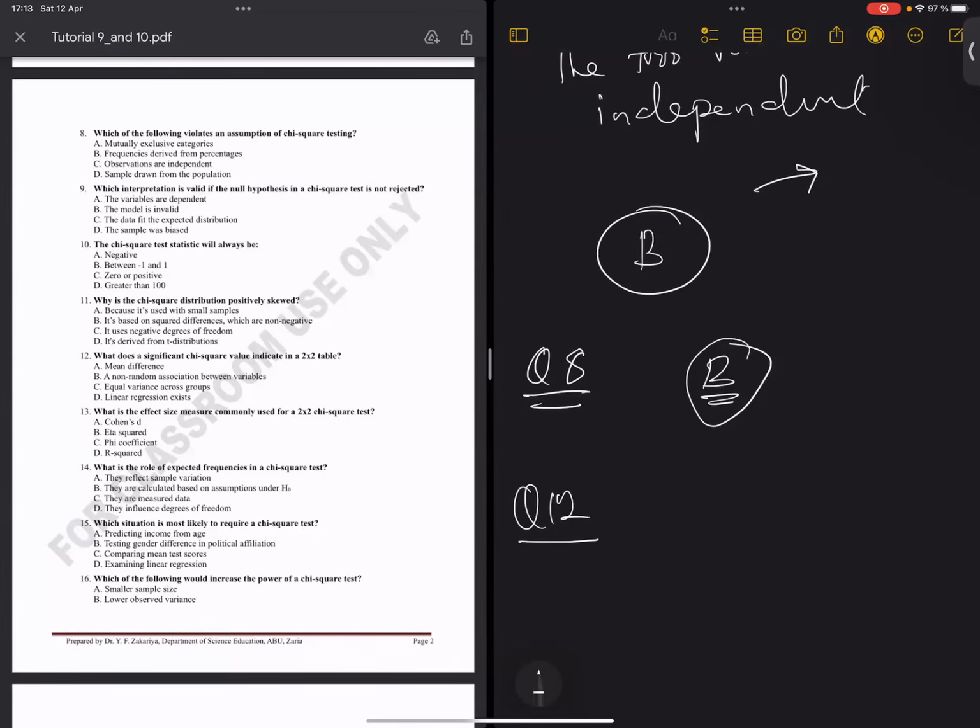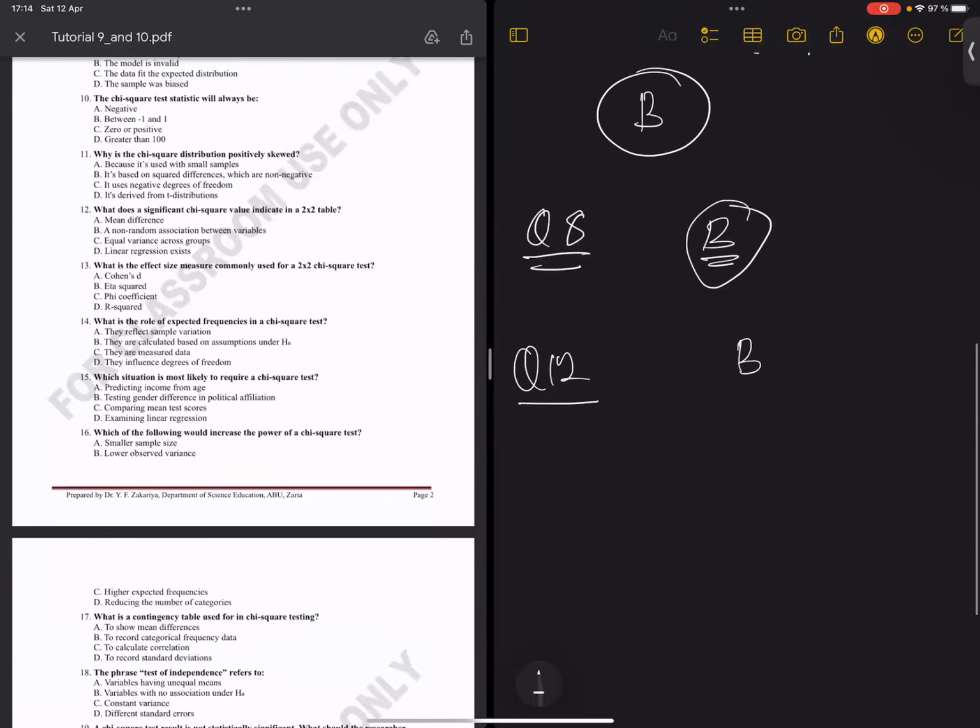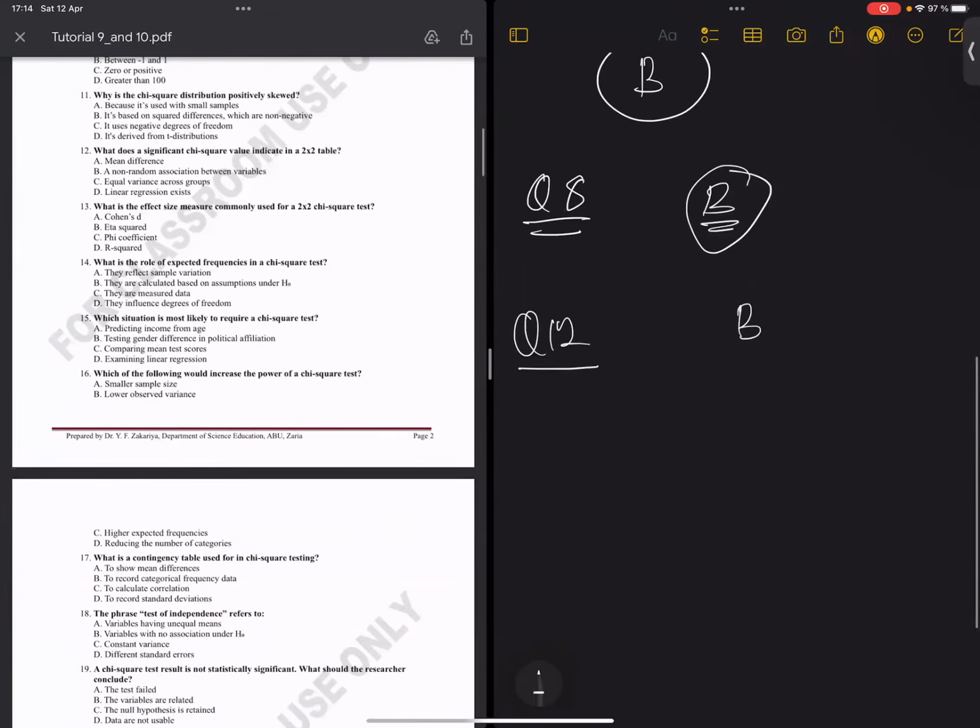Okay, now question 12. What does a significant chi-square value indicate? A, mean difference. Never. Chi-square has nothing to do with mean difference. B, a non-random association between variables. C, equal variance across groups. Nothing concerning chi-square with variance. D, linear regression exists. Definitely the answer must be B: non-random association between two or more variables. Two variables, because it's 2x2. Okay, now we go to the next question, and that is question number 16.